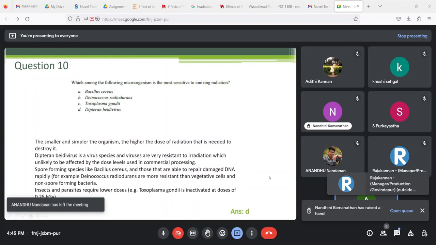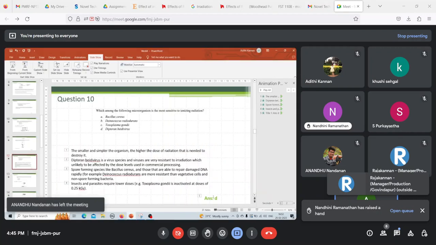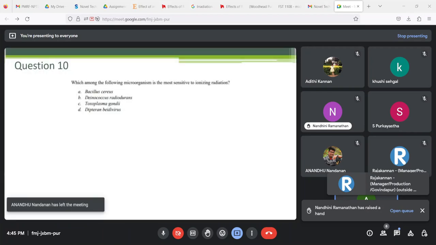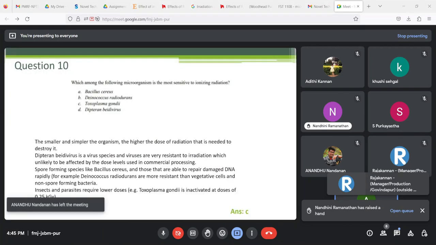So the answer is option C here, not D. Sorry. Toxoplasma gondii being a very complex organism amongst the other three, it is more sensitive to ionizing radiation. So the answer is option C. Hope this is clear.